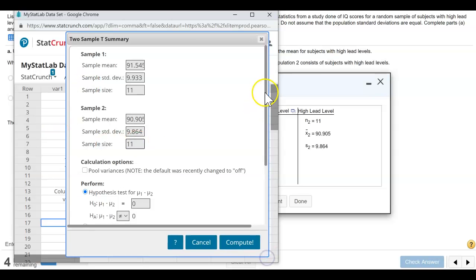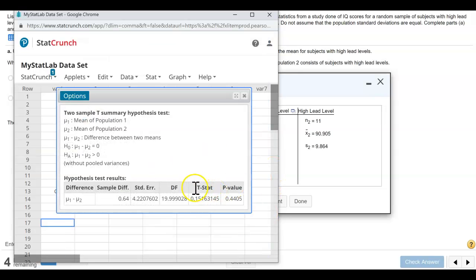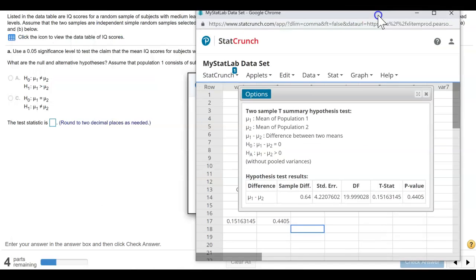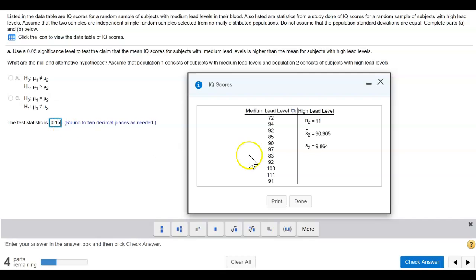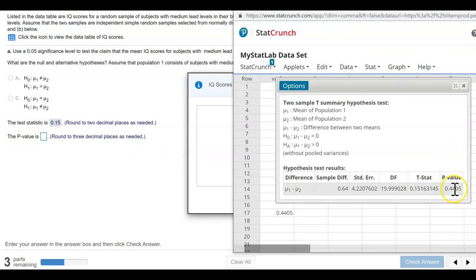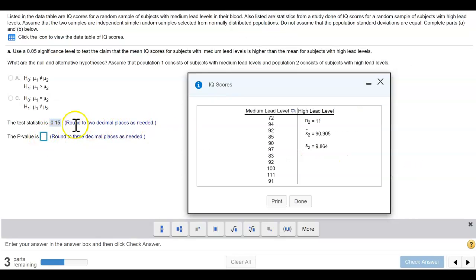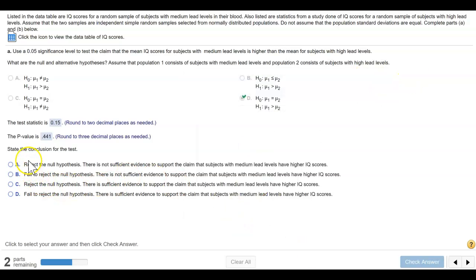Let's check the alternative hypothesis sign. Make sure we adjust it. In our example, it's greater than. Compute. Let's copy this data, the T statistic and p-value, and we will need to enter these numbers into the answer box. Test statistic is 0.15 rounded to 2 decimals. Nice work. And the p-value is 0.441 rounded to 3 decimals. Fantastic. I'm going to close this table and we will read the conclusion.